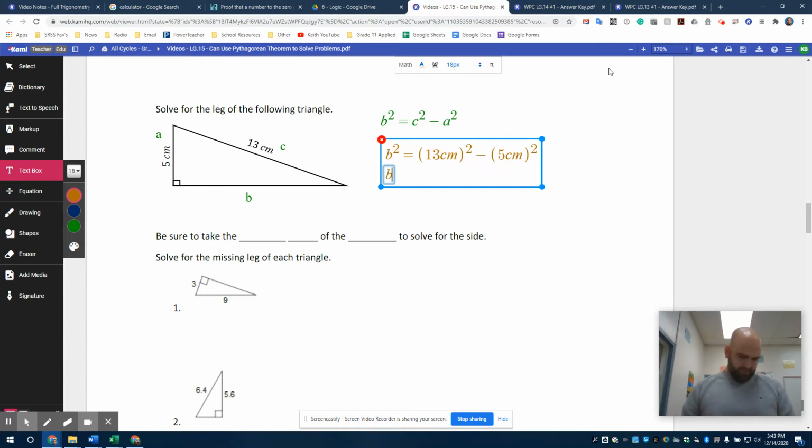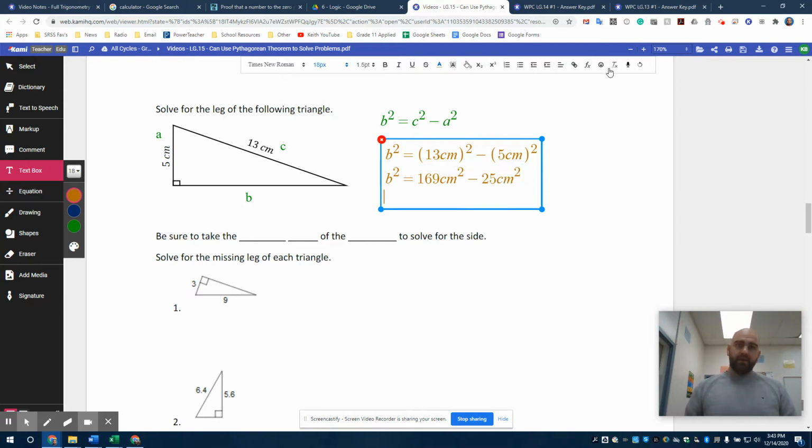So this is B squared is equal to 169 centimeters squared minus 25 centimeters squared. And that means that B squared is equal to 144 centimeters squared.